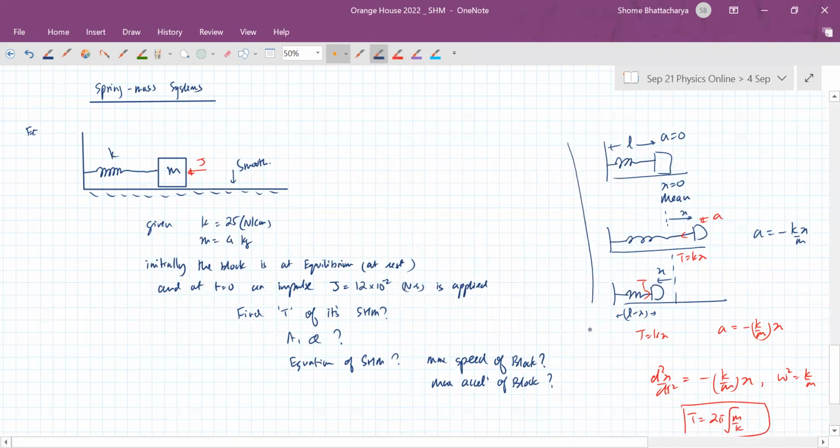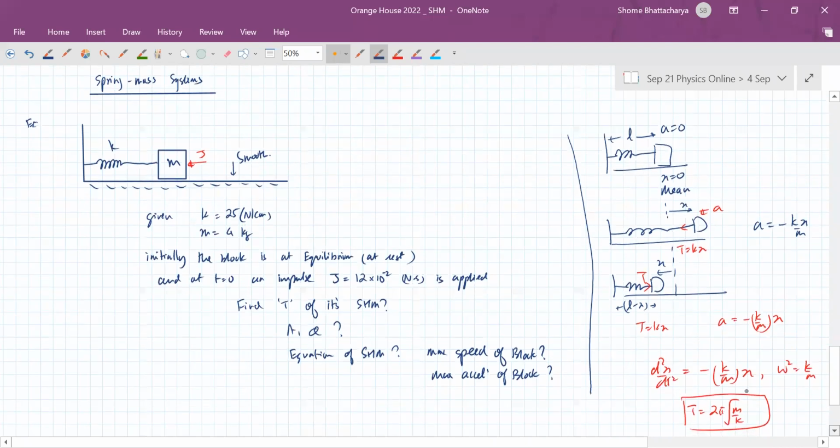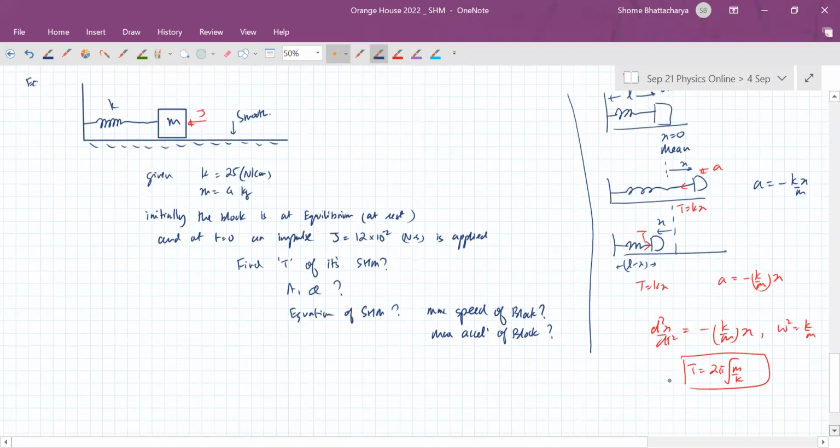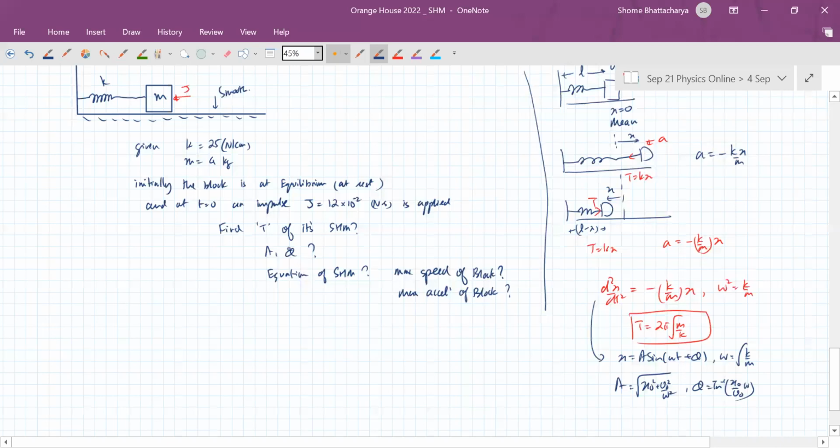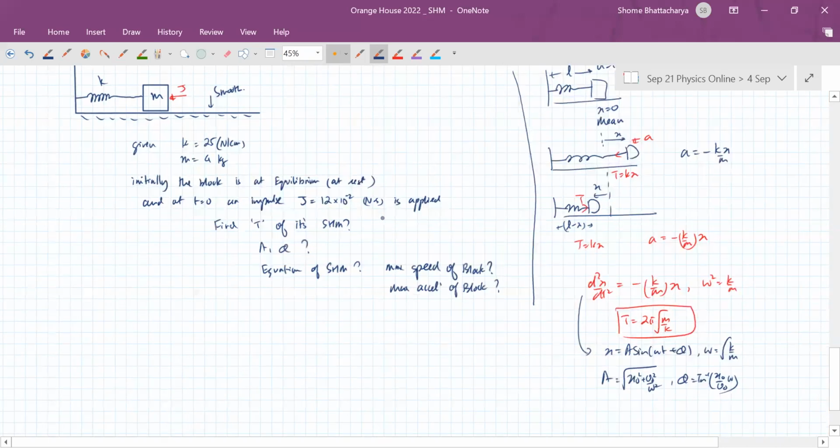So this concept we have to apply over here. The moment we know that this is the case, we know that x will be of the type A sine omega t plus phi, where omega is square root of k by m. Amplitude comes from initial conditions, and so does phase constant. So just these simple ideas have to be applied to the numerical problem here. Rest of it is direct. Just try it out. We'll discuss.